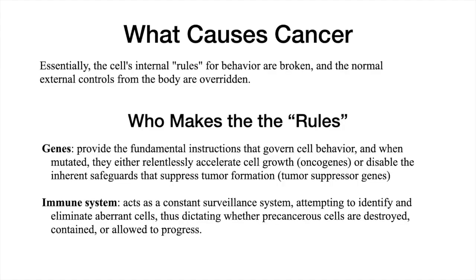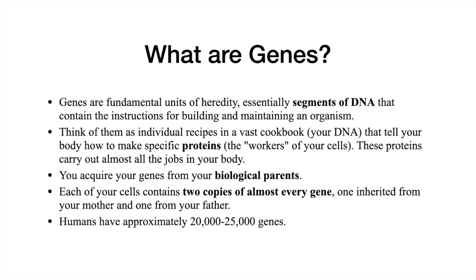So what causes cancer? Basically, it's when the cell breaks the rules. Who makes the rules? Your genes make the rules, and your immune system makes the rules. That's exactly who's important in cancer. Those are the two things that predict whether you're going to get cancer or not. So what are genes? Genes are little recipes. Half of it comes from mom, half of it comes from dad, and it makes programs to make proteins.